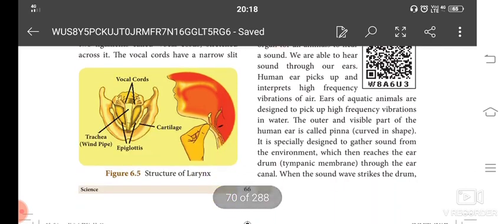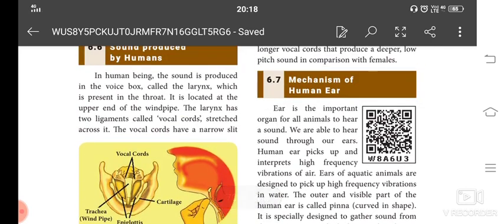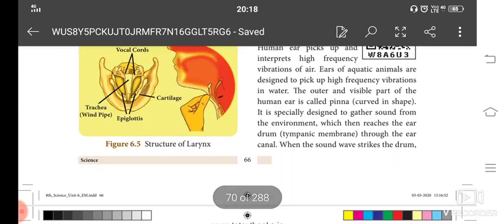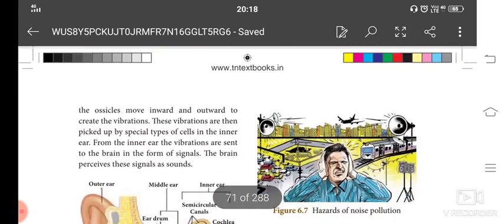Human ear. How is the human ear made for hearing? Many animals can hear sounds as we are able to hear with our ears. These ears pick up sound and interpret high frequency vibrations. The human ear is called the pinna. It is especially designed to gather sound from the environment. So in our environment, we can hear the produced sound, and the sound waves strike the drum so we can easily hear.